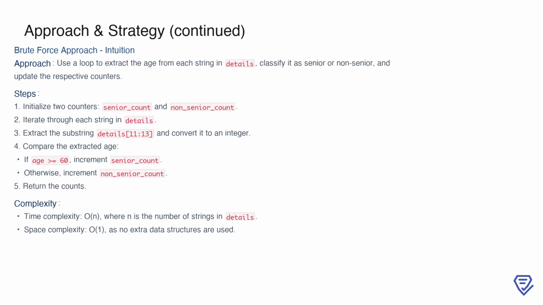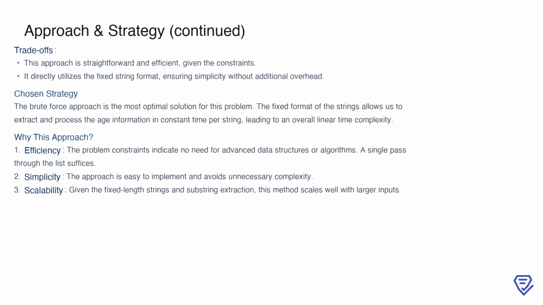This approach is efficient, with a time complexity of O(n), where n is the number of strings in the details list, and a space complexity of O(1), as it doesn't require any additional data structures. This approach offers a balance of efficiency and simplicity, making it well suited to the problem. By leveraging the fixed string format, we can extract and process the age information in constant time for each string, leading to an overall linear time complexity.